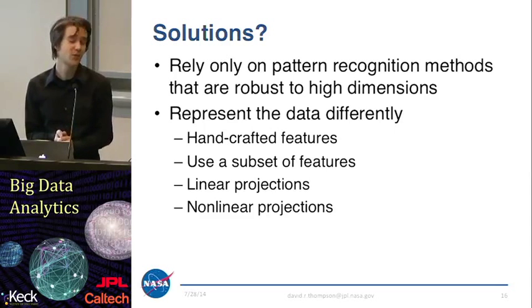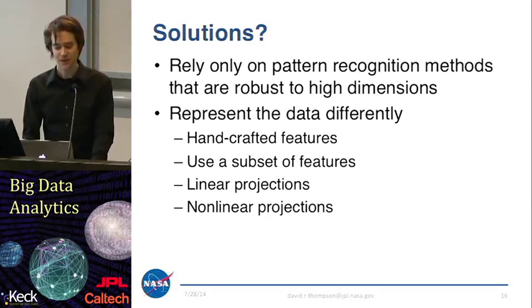In particular, we can try to represent the data differently. So we can use handcrafted features. We can use a subset of the features. In the next lecture, I'm going to talk about feature subselection strategies that will let us reduce the dimensionality by choosing, just selecting particular features that are more informative than the rest and performing our pattern recognition on those. We can also come up with linear projections of the input data set that will reduce the dimensionality so that it's more amenable to our local pattern recognition approaches.